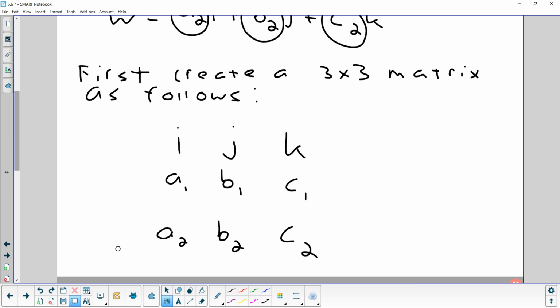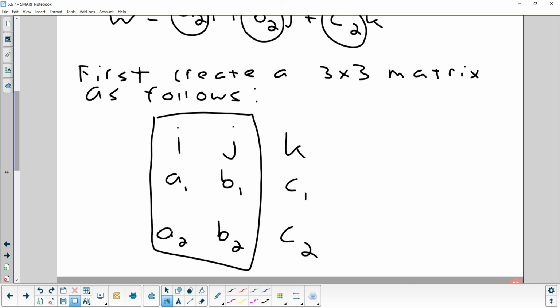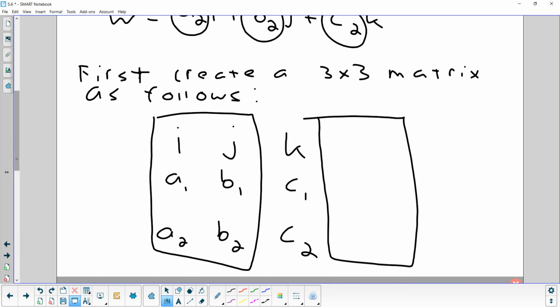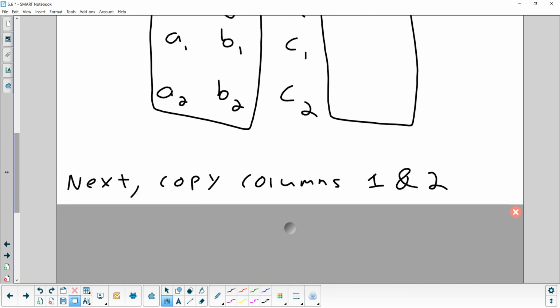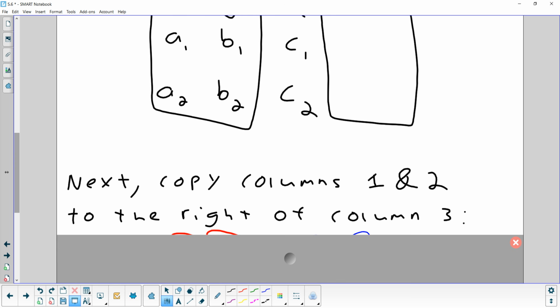Okay, and that's the first step. Any questions on that? All right, so the next thing, I want you to take these 2 columns and make a copy of them. Don't move them. I want you to make a copy of them right next to it. So copy columns 1 and 2 to the right of column 3.